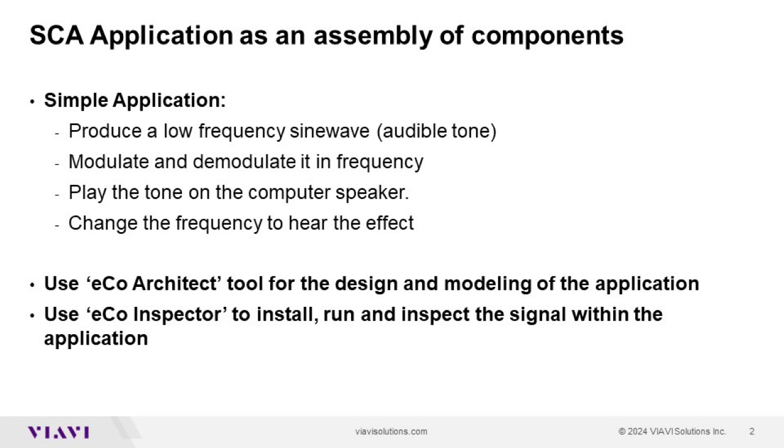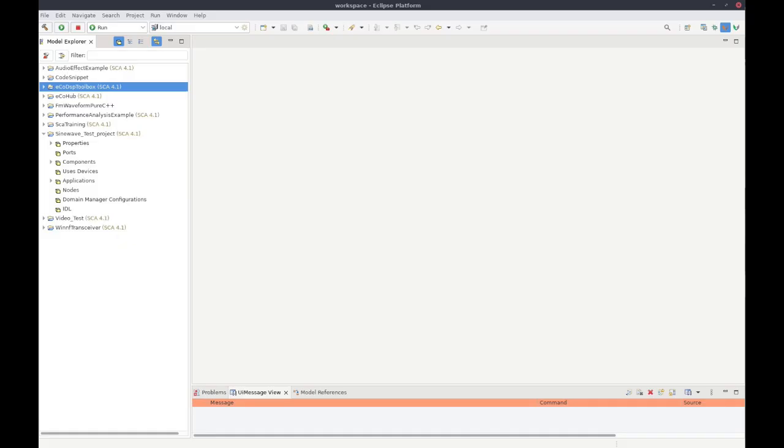For this, we will make use of Echo Architect, an SCA modeling tool offered by Viavi Solutions. With the tool, we will drag and drop already developed components on the canvas and connect them together to create the data flow. We will then use Echo Inspector to install the SCA application on the computer, start it, configure it, and inspect the signal trace within the application in between the components to verify the FM modulation. So let's move to Echo Architect, the Viavi design and modeling tool for SCA applications.